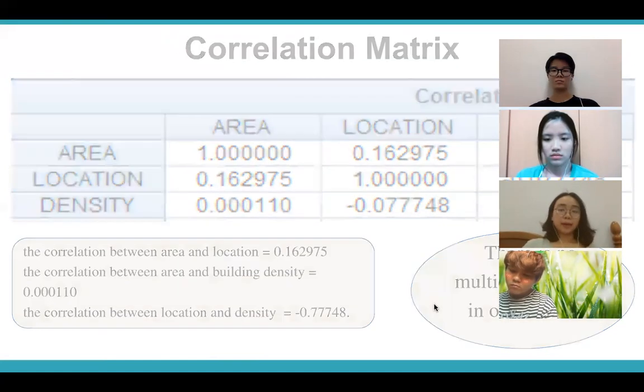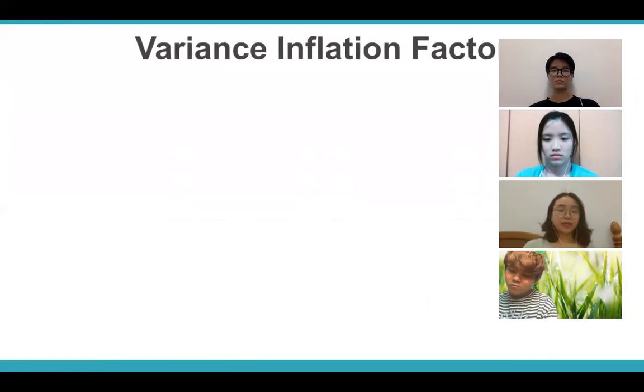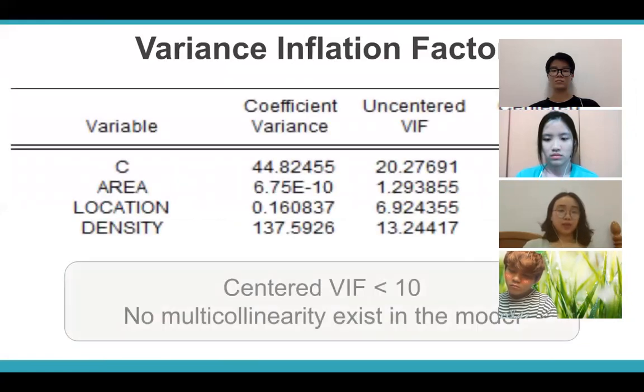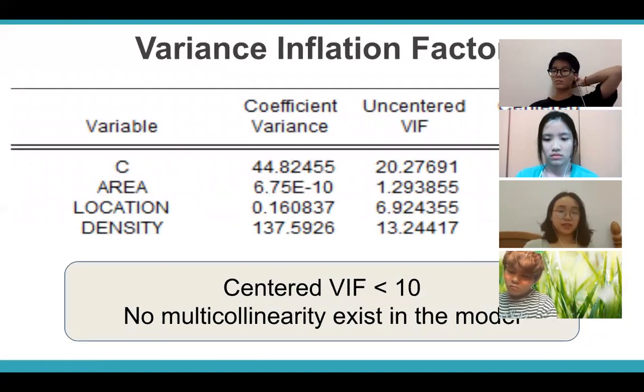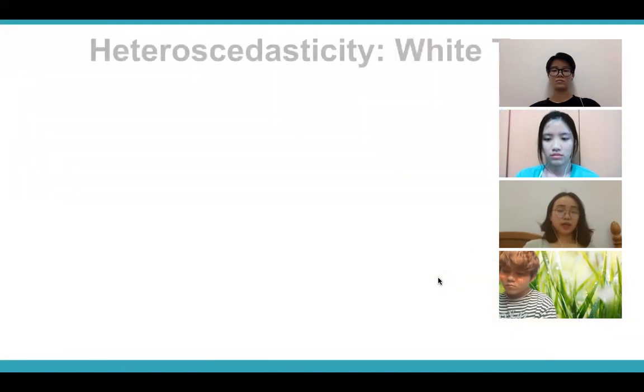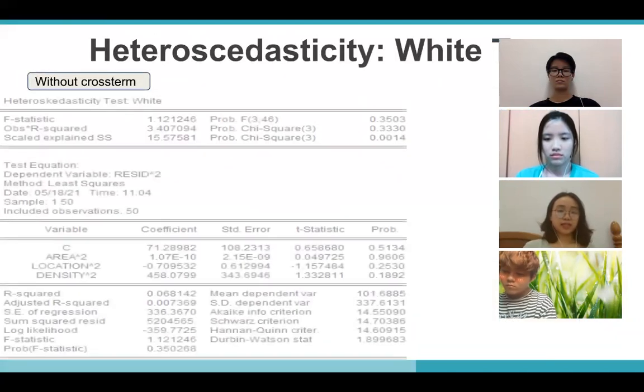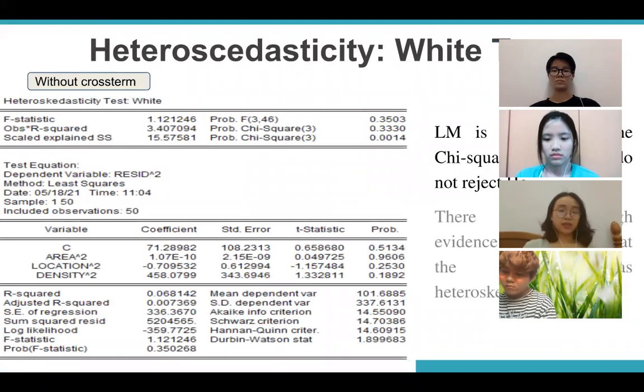The last way is the variance inflation factor. We can see that the centered VIF, which is the centered variance inflation factor, is smaller than 10. Therefore, we decide that multicollinearity does not exist in our model. And we move to the next error, which is heteroscedasticity. For this error, we use the White test to detect it.